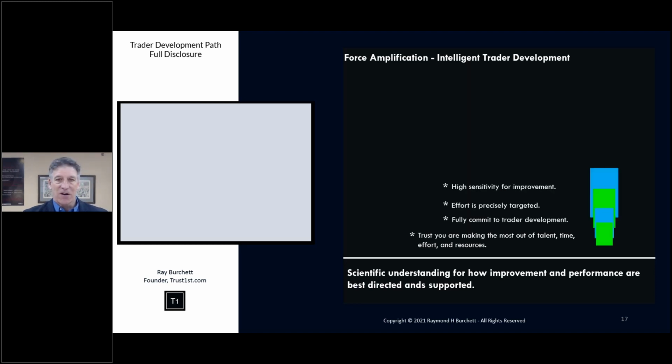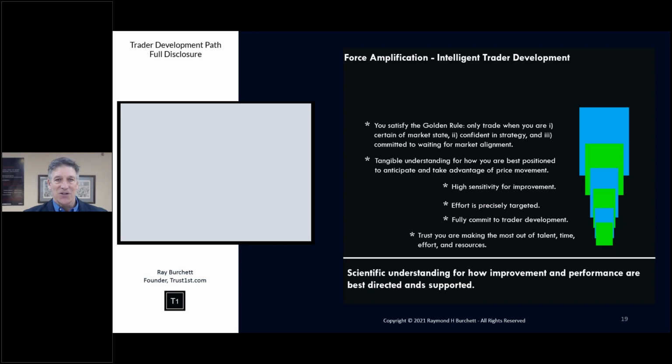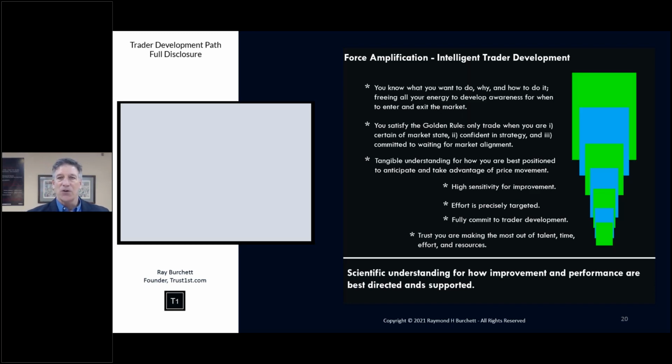You're precisely targeted. You have high sensitivity for improvement. You're seeing and filling the gaps. You've got tangible understanding for how you put yourself in the best position to anticipate and take advantage of price movement. You're satisfying what I call the golden rule, only trading when you're certain to stay confident in a strategy, committed to waiting for market alignment. That means you know what you want to do, why you want to do it, how you're going to do it. All your energy is available to develop awareness for when to enter and exit the market. That's the best place we can put ourselves in.